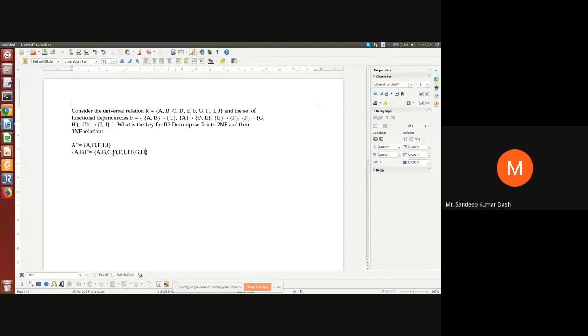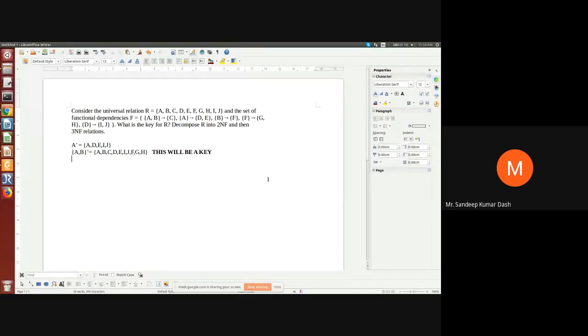Anything else left? A, B, C, D, E, F, G, H, I, J. So all are derived. So this will be a key. This is the way you find the key. Okay. Any doubt in this case? How you are finding a key? Fine. So this is one of the keys that are possible in the relation.